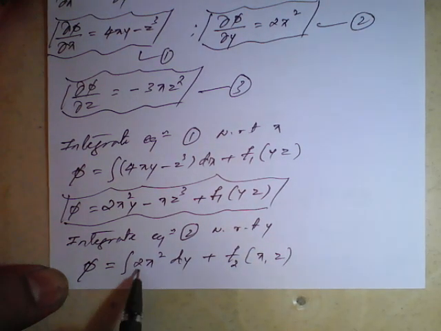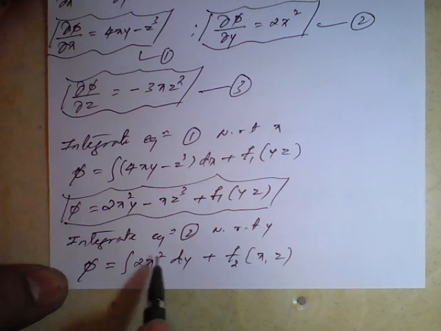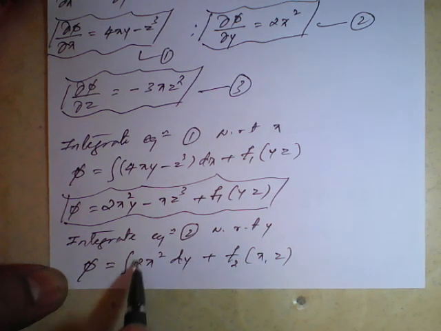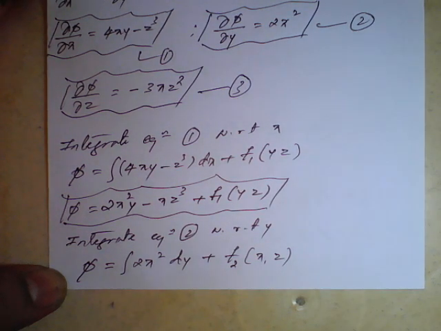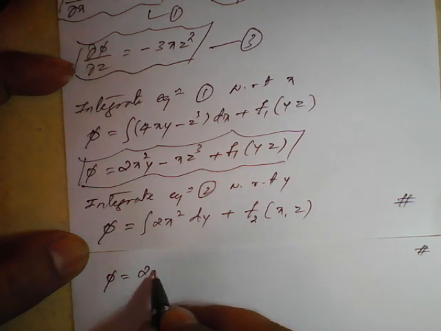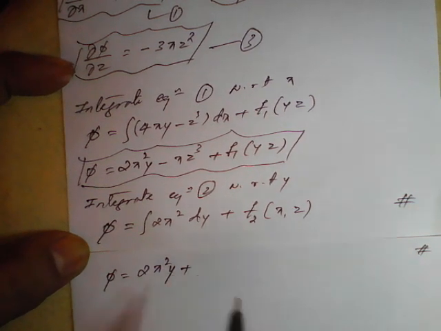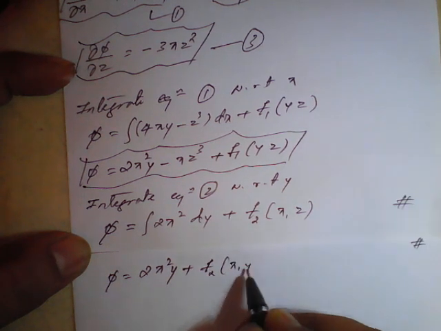So we'll see the integration of 2x² with respect to y, because 2x² is a constant. So the integration of a constant with respect to y is, we need to multiply y to this 2x². We get it as, so φ is equal to 2x²y plus f2 of x comma z.